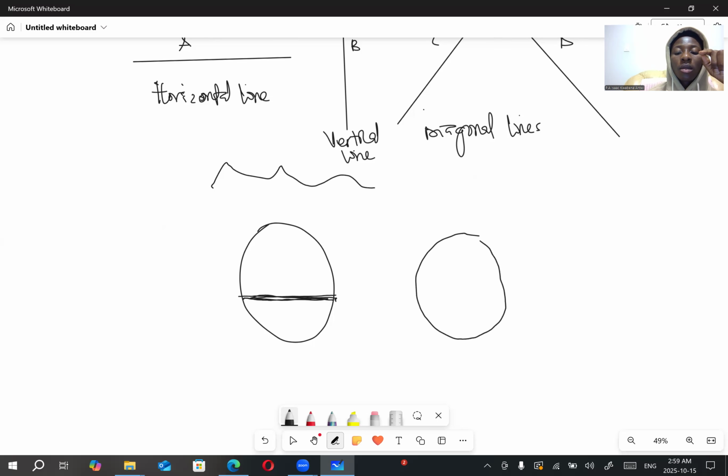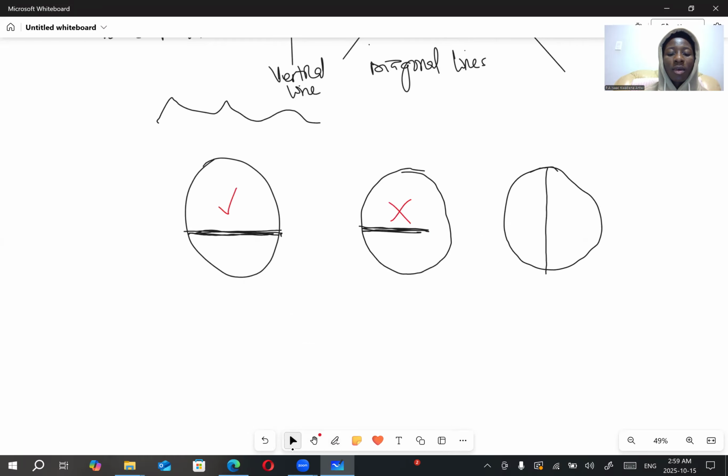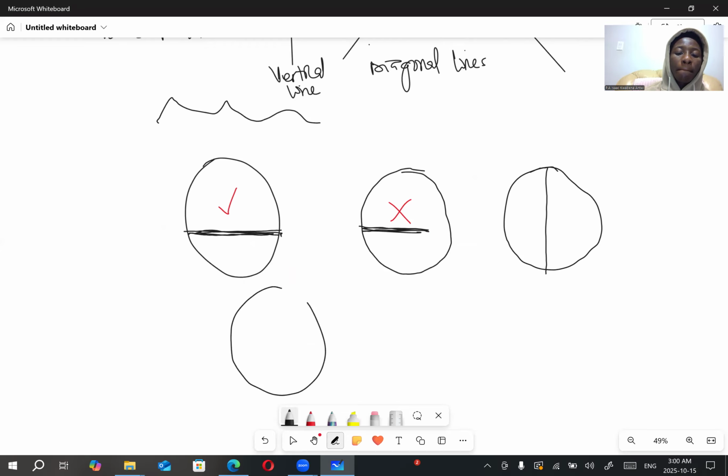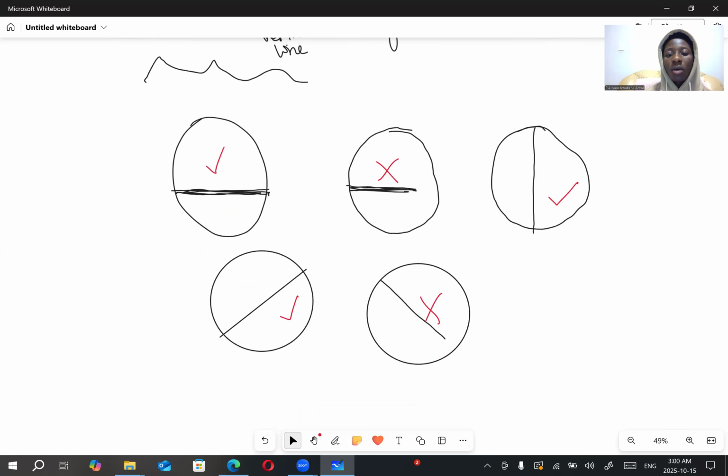Let's look at this one. So this is not a chord because it's a straight line, all right, but it's not touching 2 points on the circumference, right? It's just touching a point on the circumference. Are you following, guys? Is this a chord? No. Is this a chord? Yes. Is this a chord? No. It's not touching, so it's not a chord.